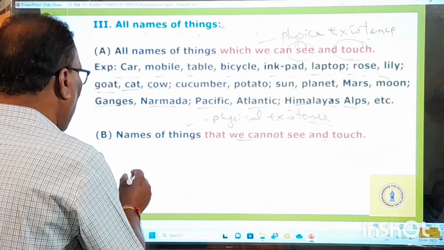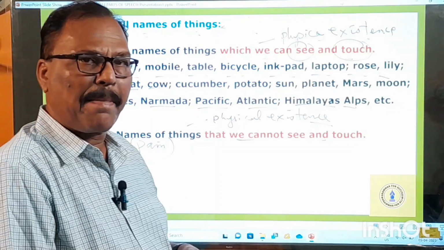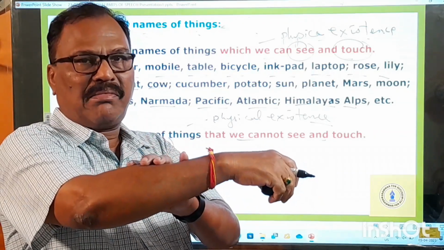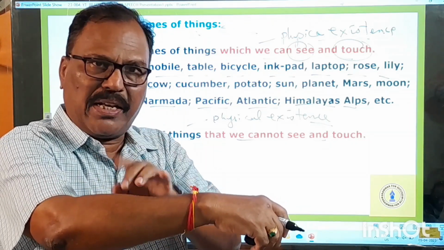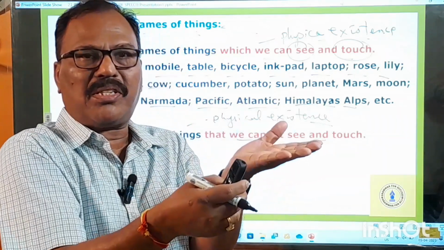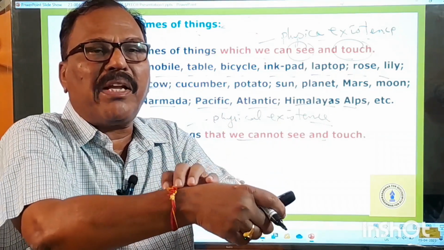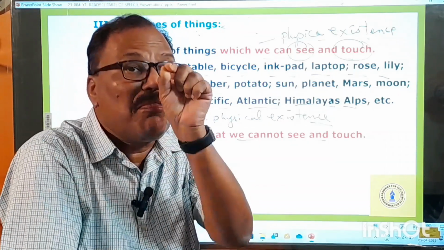For example, I'll give you one example. Pain is there. Can you see this pain? The pain in your hand. This hand is yours and the pain is also yours. But can you see the pain in your own hand? No, you can't see. You can only feel. Where is the pain? There is the pain, you say. You can only feel.